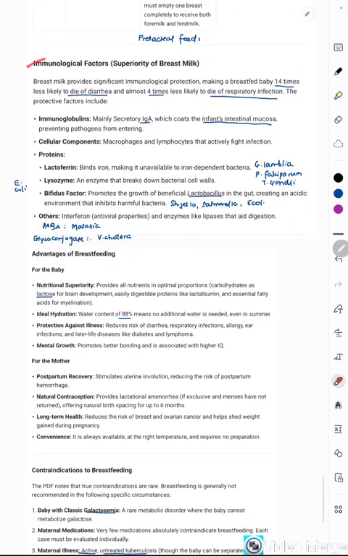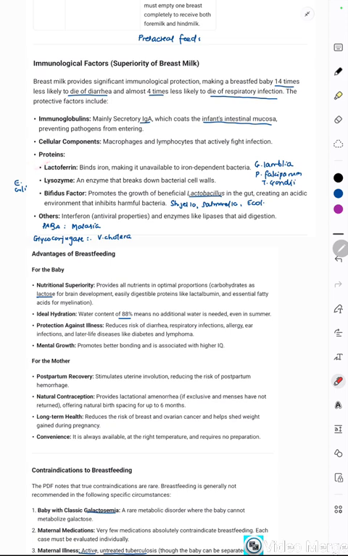Now, immunological factors which are present in the breast milk that make it superior to other milk. So, it consists of immunoglobulin IgA, which coats the infant's intestinal mucosa, and because of which the chances of dying due to diarrhea are 14 times less likely, while the chances of dying due to pneumonia or any respiratory infections are 4 times less likely. Then it consists of macrophages, lymphocytes.